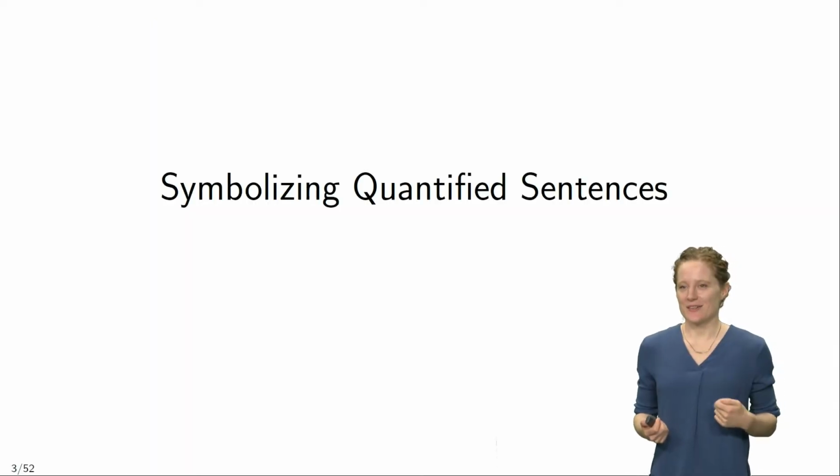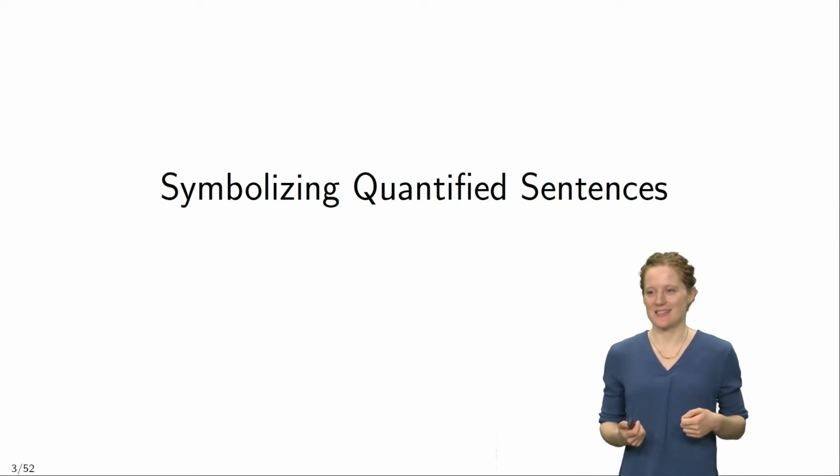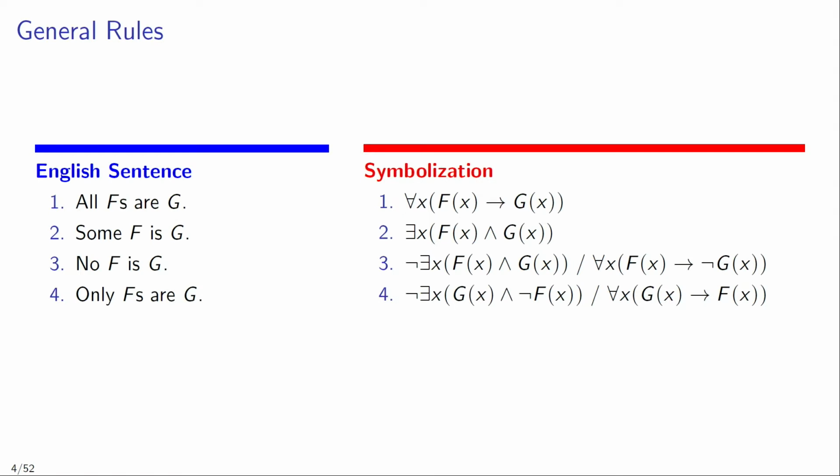Okay, let's talk about symbolizing quantified sentences in FOL. Most English sentences that you are going to be asked to symbolize in this class have one of the following four forms. They could be of the form all F's are G, or some F is G, or no F is G, or only F's are G.